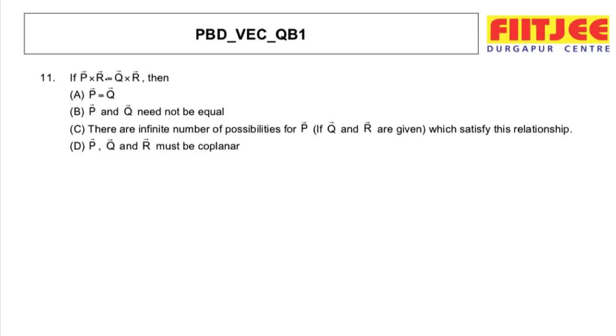Now this question says if P cross R equals Q cross R, then okay. So P cross R is a cross product. We can say it is mod P mod R into sine theta, where theta is the angle between P and R. And Q cross R is mod Q mod R into sine phi, where phi is the angle between Q and R. R gets cancelled out. So we can say P sine theta equals Q sine phi. So it's not necessary that P equals Q. So it may or may not happen.